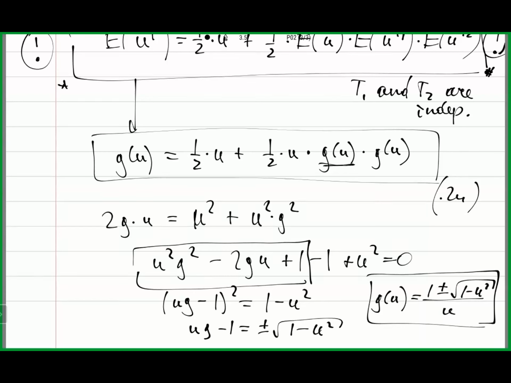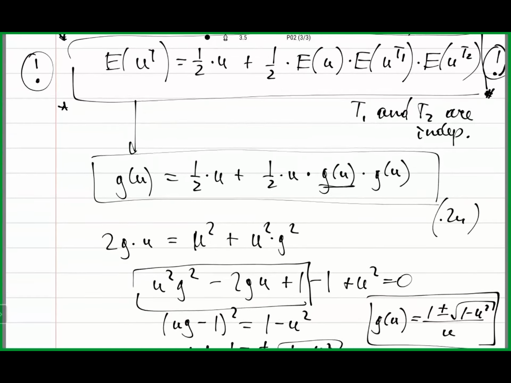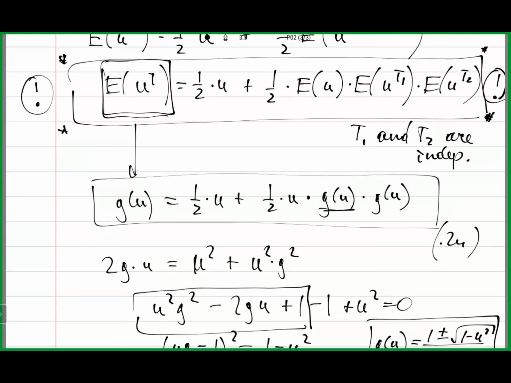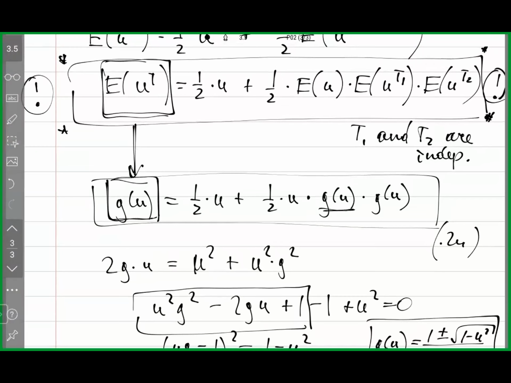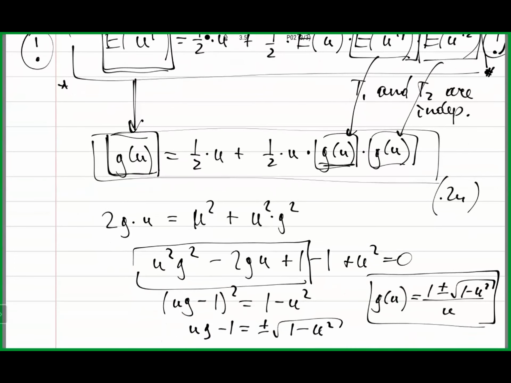Yes, the transition from the expected value of u to some random variable t1 to g of u is still a little unclear. We denote this expected value by g of u. That's a notation. This is a function, so we denote it by g of u. Because t1 has the same distribution, that's the same function. t2 has the same distribution, that's the same function. So they're just a notation. We are searching for this function, or this function is a collection of all probabilities we need.